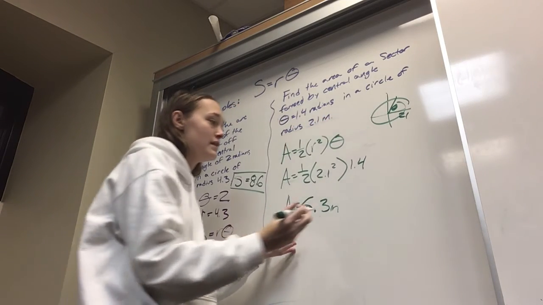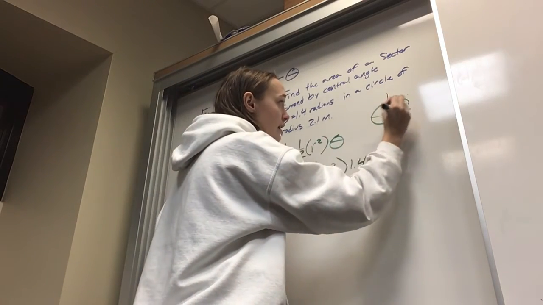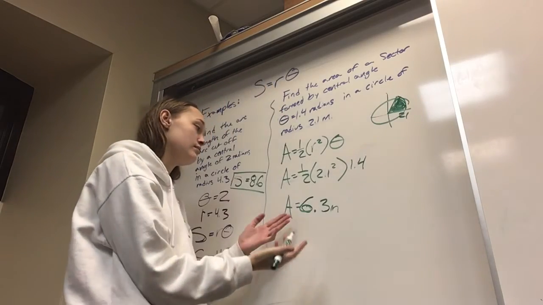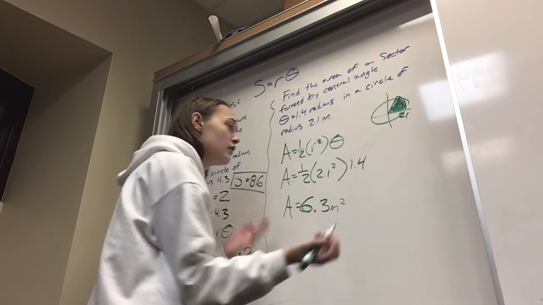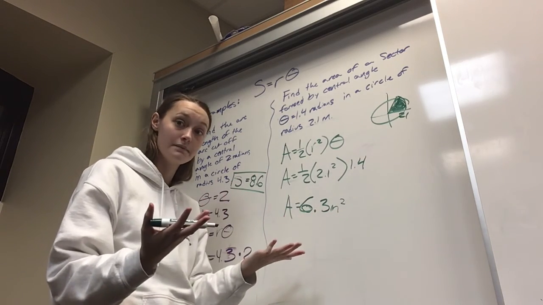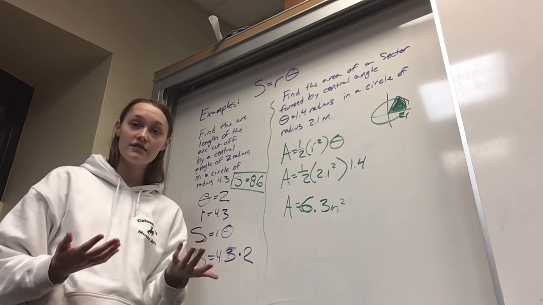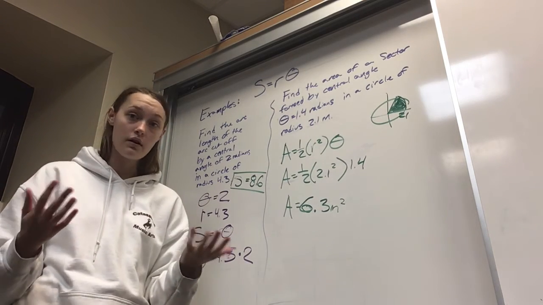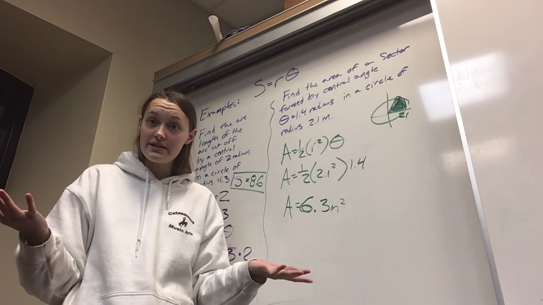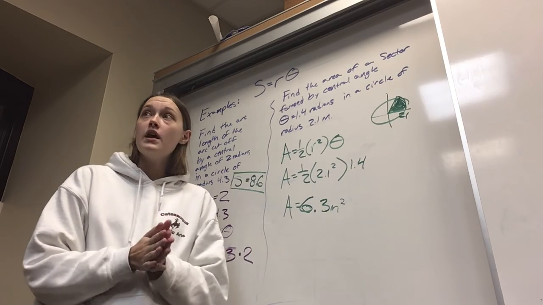And what that basically means is if we use this circle as an example, and this is our sector right here, the area of this section of the circle is 6.3 meters squared, because it's area, so it always ends in squared. So that's the basics of finding the area of a sector and the length of an arc of a circle. That's the end of this chapter, and I hope it helped you at least a little bit to figure out how to use circular functions and all that.